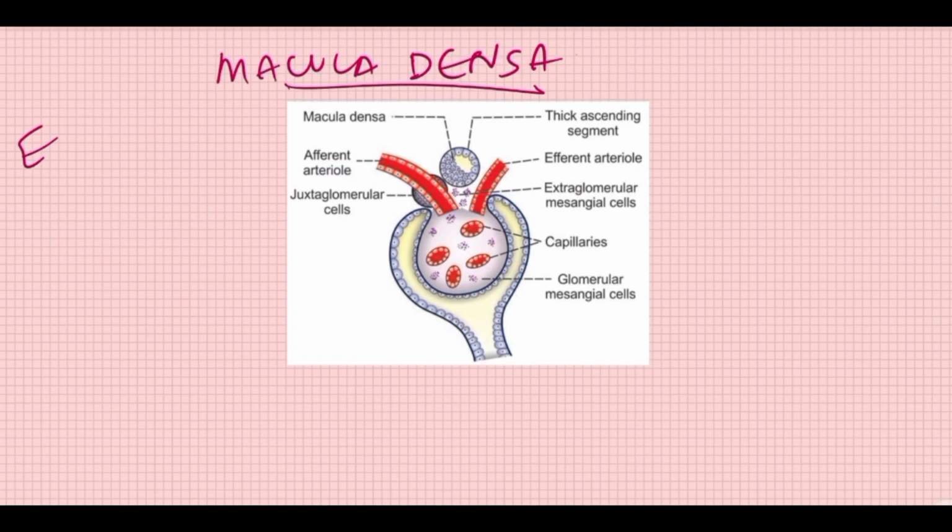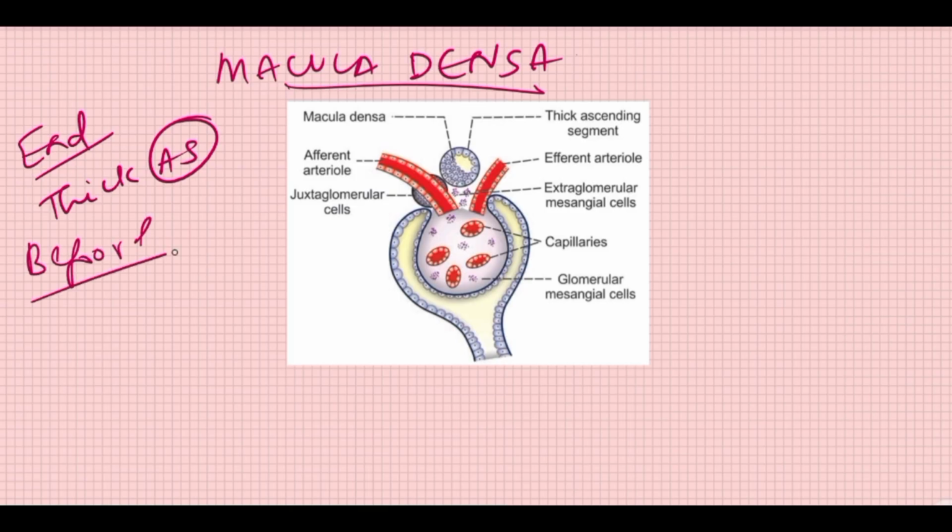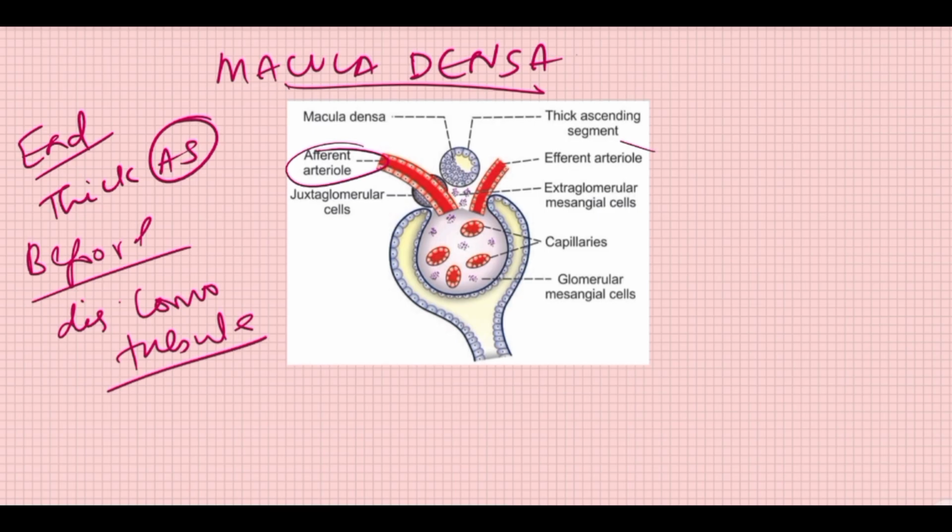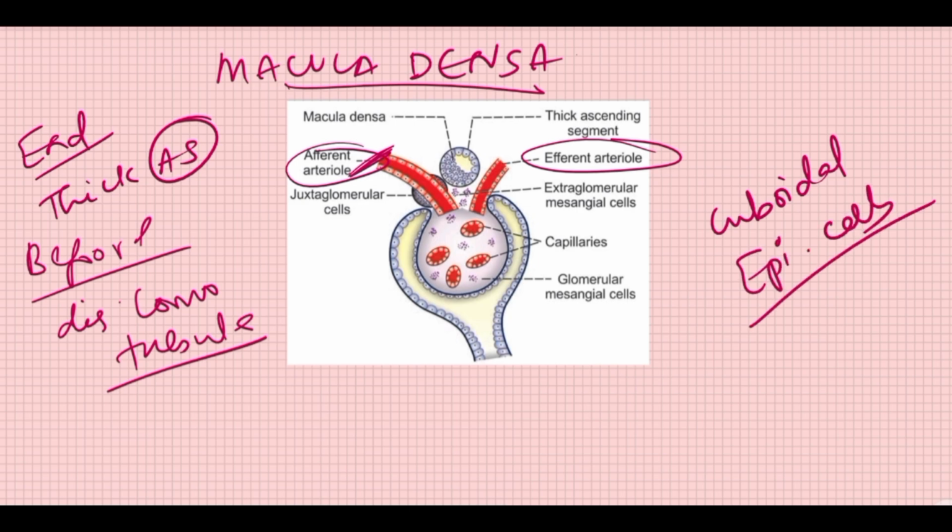So first is the macula densa. Macula densa is the end portion of the thick ascending segment before it opens into the distal convoluted tubule. It is situated between the afferent arteriole and efferent arteriole of the same nephron, very close to the afferent arteriole, formed by tightly packed cuboidal epithelial cells.